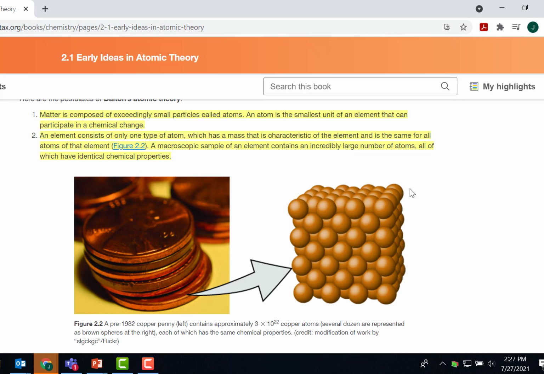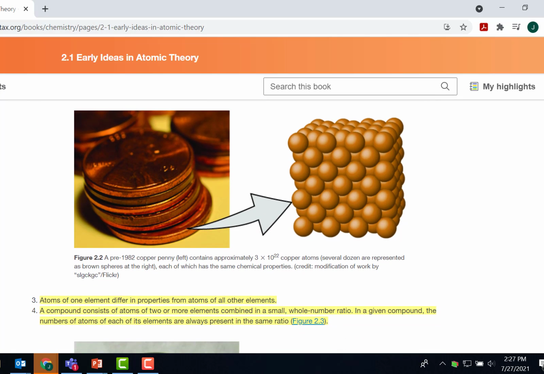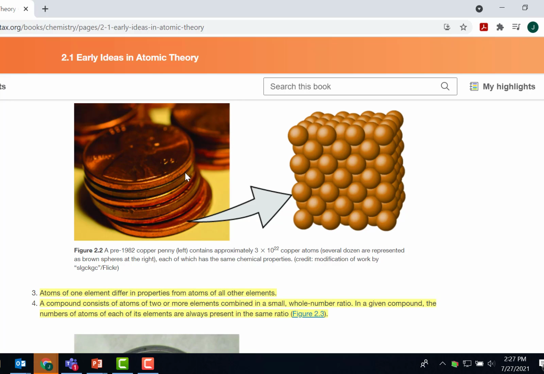And they didn't know at the time how small these atoms were, but they knew they were very, very, very small. And you needed a lot of them to make something. Here we're showing if we have a penny prior to 1982, they were completely made of copper. And so we're showing, okay, if you zoom in, you would see all of these copper atoms. They're all identical. They all have the same properties.